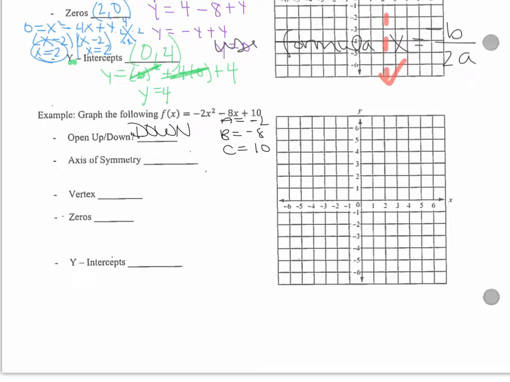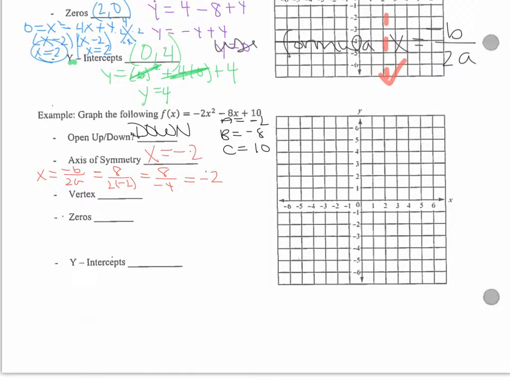Axis of symmetry, so we got to find that. I got to do the formula: x equals -b over 2a. So negative b is positive 8. 2 times a, which is negative 2. So I have 8 over negative 4, which is negative 2. So axis of symmetry, x equals, because it's a vertical line, negative 2.